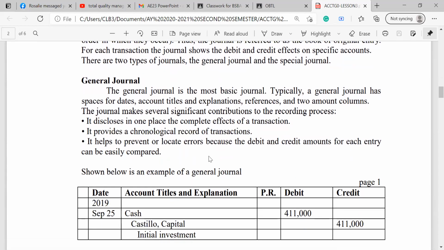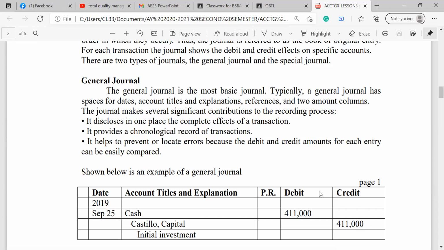Okay? So this is an example of our general journal. As mentioned, may space for the date, may space for the account title. Alin ang account title dito? Yung cash at saka yung Castillo Capital. Portion for the explanation, meaning ini-explain mo kung ano ba yung nangyari sa transaction na to. So in this case, this is an initial investment by the owner. PR, wala pa pong laman. Later on, pag-usapan natin kung anong ilalagay dito sa PR, which is posting reference, the next step ng accounting cycle natin.